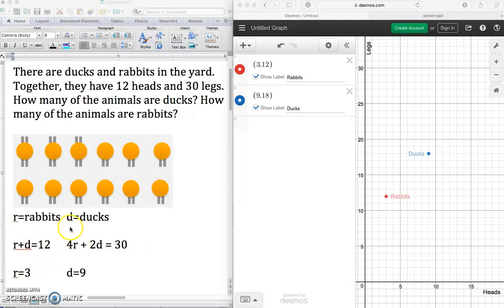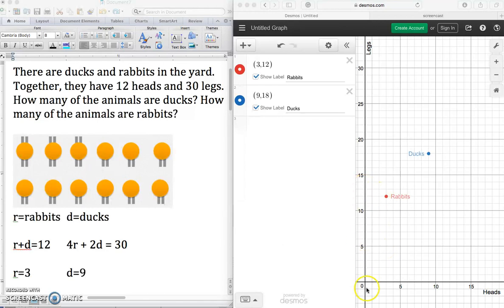And when we plugged in the equations and we worked these out together, we came up with, again, 3 rabbits and 9 ducks. And that information was also represented here. So now we are going to go over to our Desmos graph.